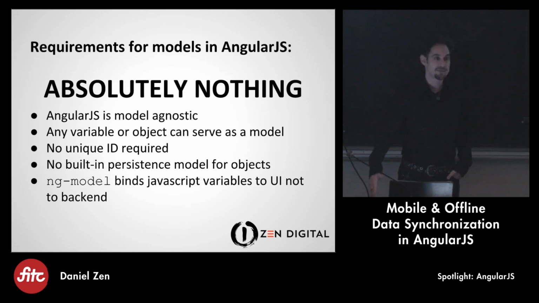AngularJS is model agnostic. Any variable or object can serve as a model, and no unique ID is required. No built-in persistence model is available for objects currently, although there's been some discussions for Angular 2.0. And ng-model binds JavaScript variables to the user interface, but not to the back end. So the back end persistence is left up to you, and you have to take care of that yourselves.